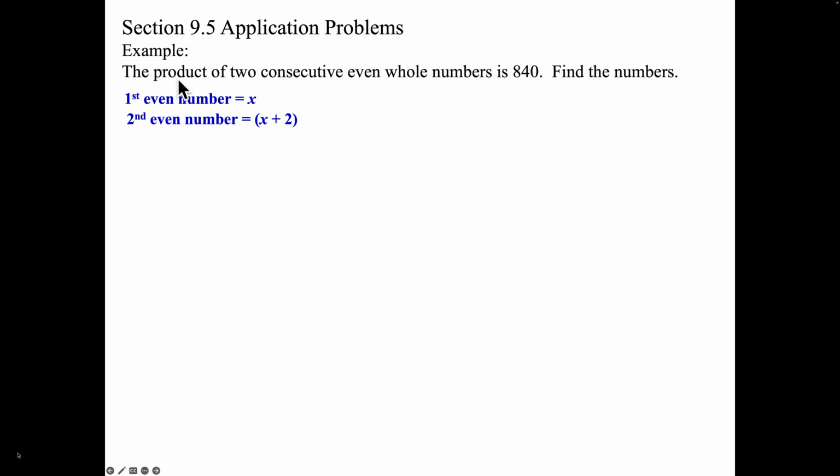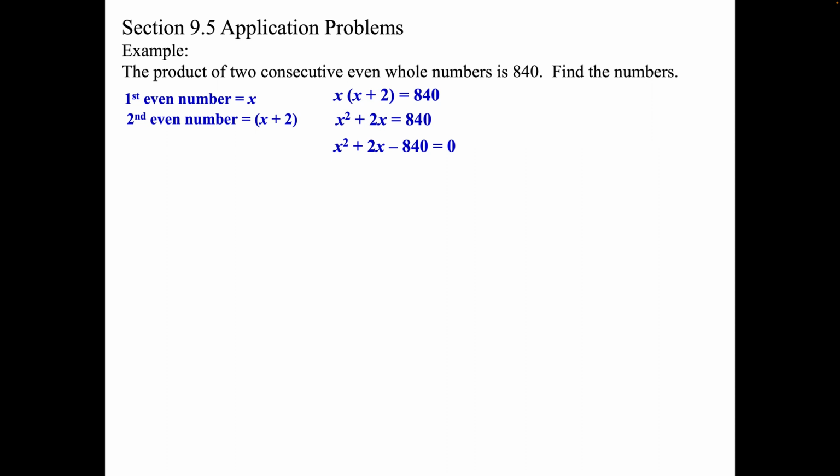Since we're trying to find the product, that means we want to multiply these two representations together. Is your equal sign, so we set it equal to 840. Distribute the x, and here comes your quadratic equation. Set this equal to 0, and now we need to factor. Okay, so we need two numbers that multiply to be 840 and subtract to be 2.